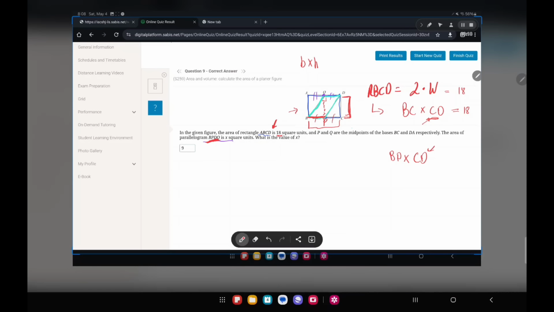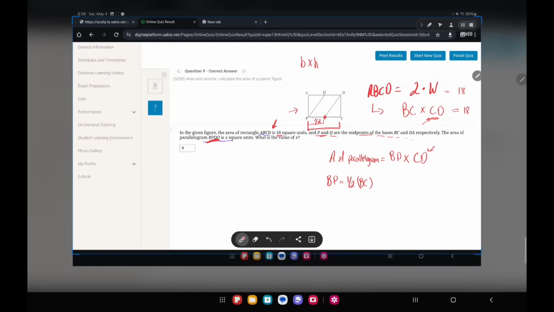So the area of the parallelogram is BP times CD, right? Base times the height, CD. Then they told us P and Q are the midpoints of BC and DA. Since P is the midpoint, that means BP is half of BC. So we can say BP is half of BC because they said it's a midpoint. It's the midpoint, so this is half of the whole thing. It divides it into two equal halves.